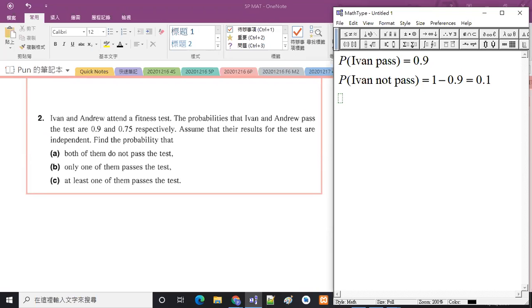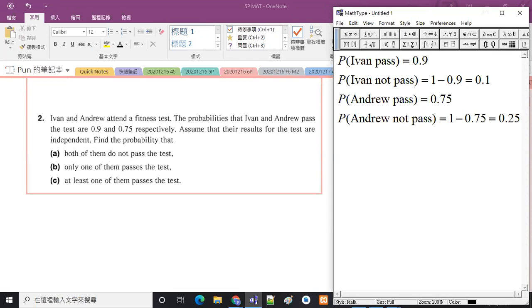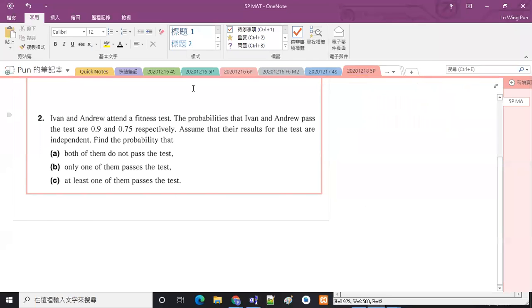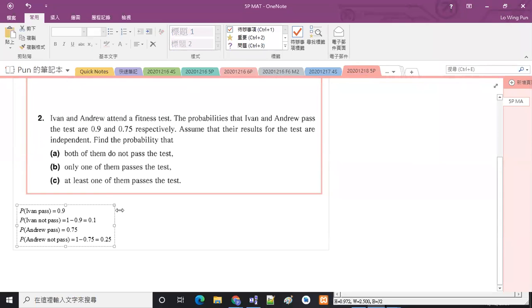And the other number is 0.75, which represents the probability that Andrew passed the test, equal to 0.75. At the same time, it is also given that the probability Andrew does not pass the test is equal to 1 minus 0.75, which is equal to 0.25. Get this? So this is our preparation. Let me paste it here. And then we start doing part A now.